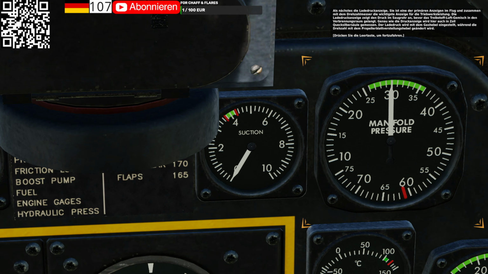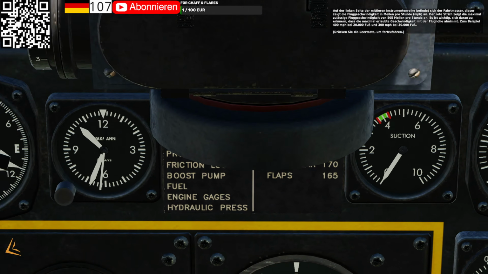Next is the manifold pressure indicator. This is one of the primary instruments used in flight, and together with the tachometer or engine RPM indicator is your main reference of engine power. The manifold pressure indicator shows gas pressure inside the engine induction system prior to entering the cylinders. Like the suction gauge, the indication is in inches of mercury. Manifold pressure is set using the throttle handle, while engine RPM is set using the propeller control lever, also on the throttle quadrant.